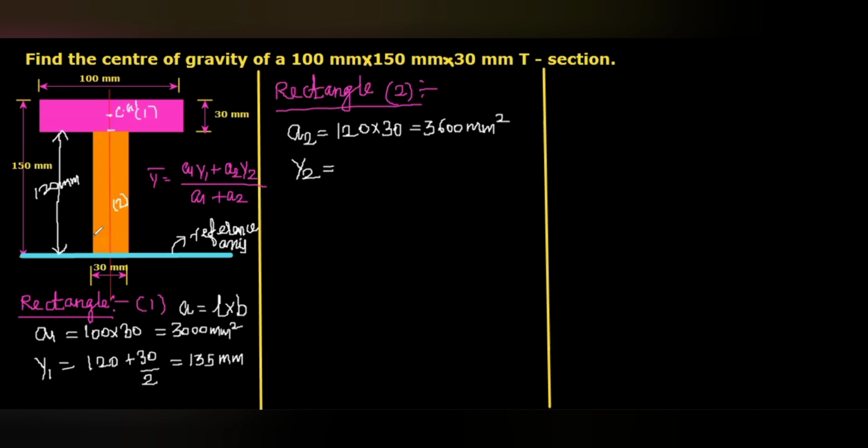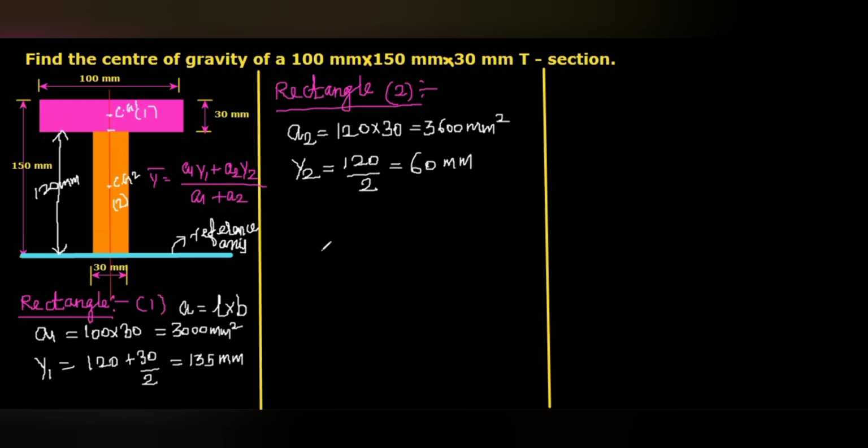And then y2. Here you can see the second rectangle just lies on the reference axis. So the center of gravity will be, if it is 120, then possibly here. That means 120 by 2. This is CG of 2. The center of gravity will be probably here. So if you take 120 by 2 from the reference axis, that will be 60 mm.